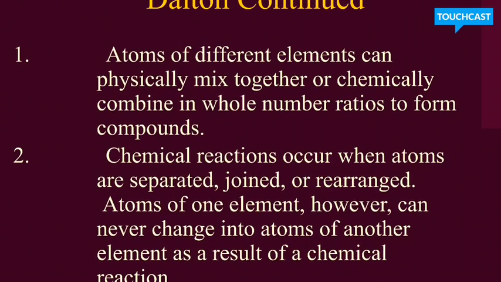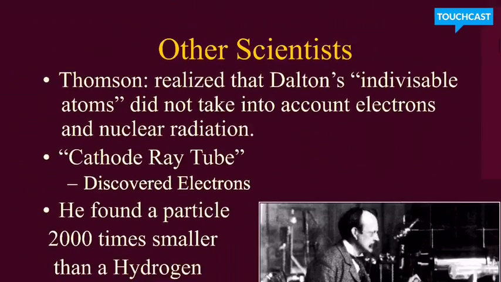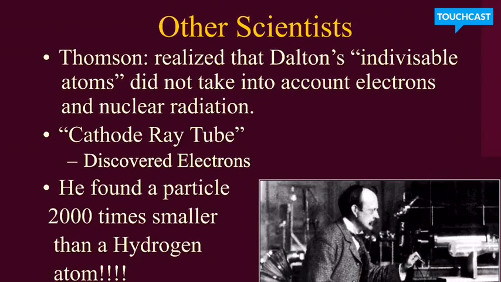The third part was atoms of different elements can physically mix together or chemically combine in a bond. When they make these bonds, they combine in whole number ratios to form compounds. And chemical reactions occur when atoms are separated, joined, or rearranged. Atoms of one element, however, can never be changed into atoms of a different element as a result of a chemical reaction.